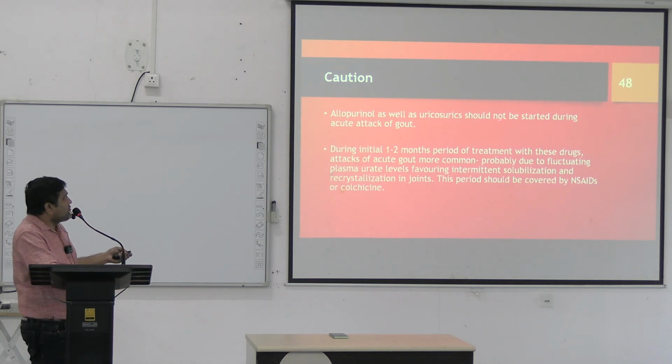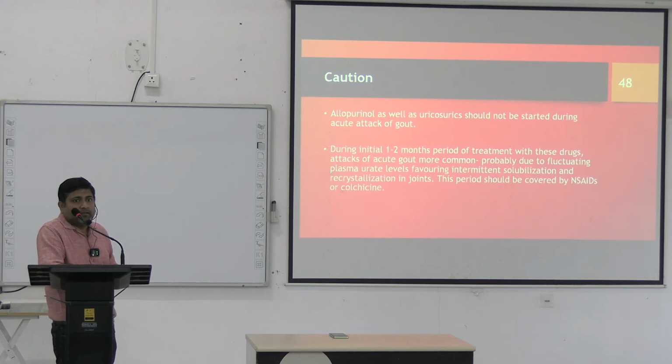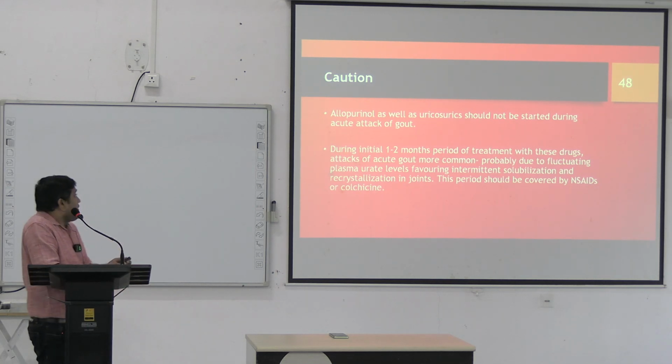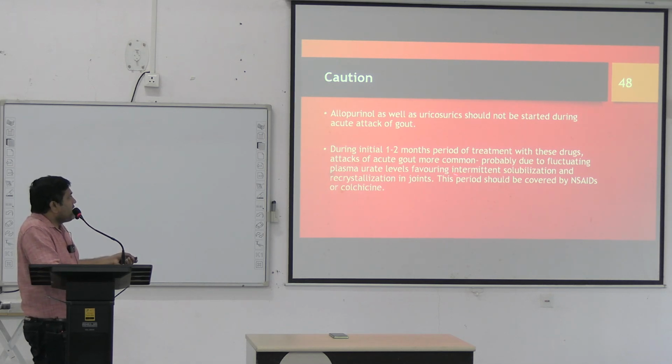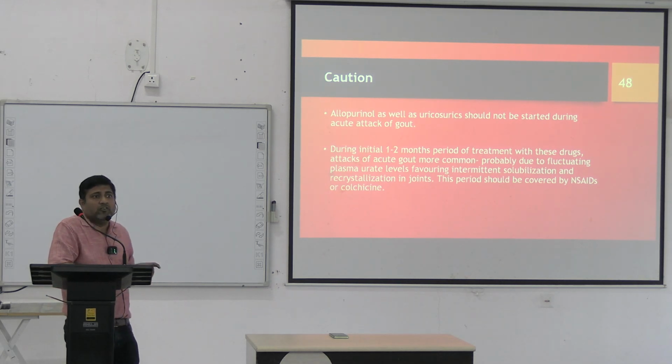Allopurinol as well as uricosurics should not be started during an acute attack of gout. Why? As I said before, in acute gouty arthritis one should never use uricosurics or uric acid synthesis inhibitors, because they can enhance the inflammatory response. During the initial 1 to 2 month period of treatment with these drugs, attacks of acute gout are more common, probably due to fluctuating plasma urate levels favoring intermittent solubilization and recrystallization in the joint. This period should be covered by NSAID or colchicine.